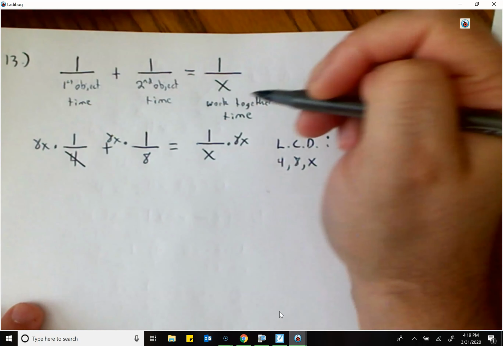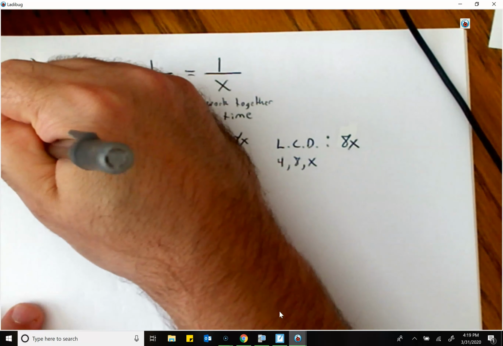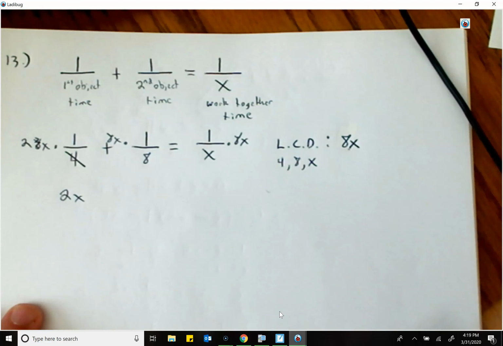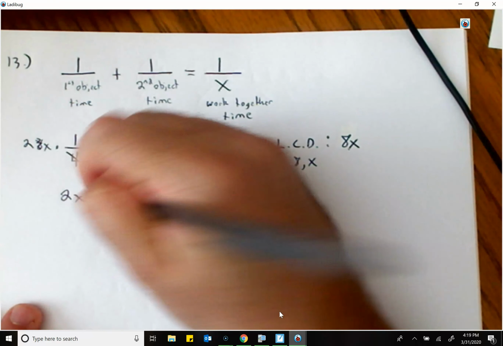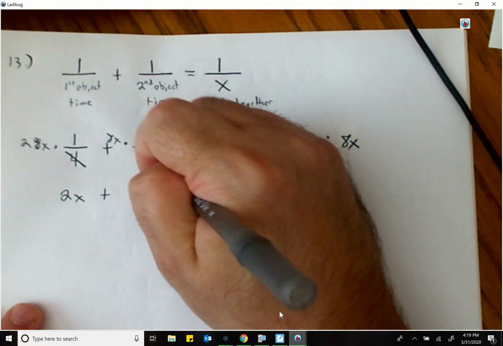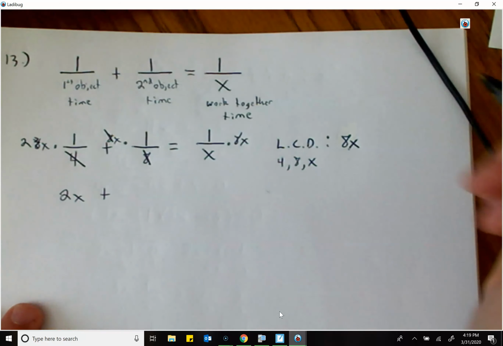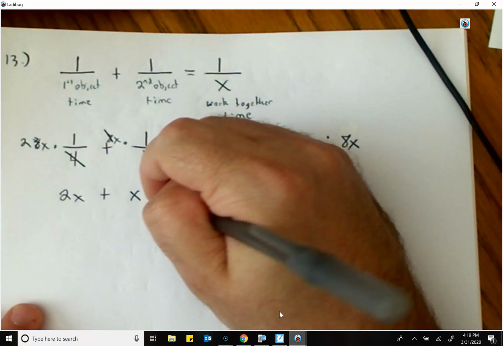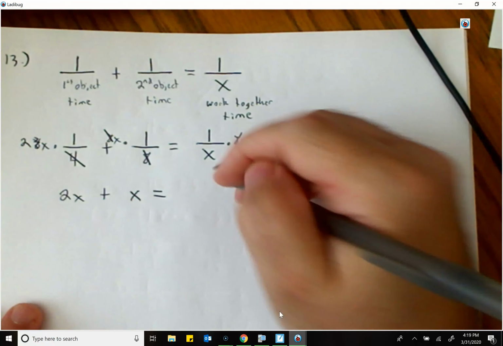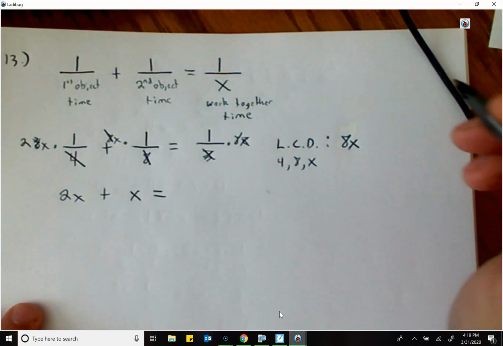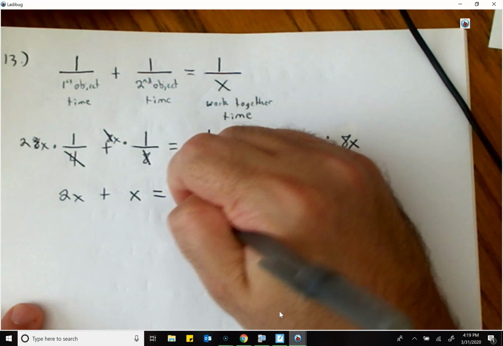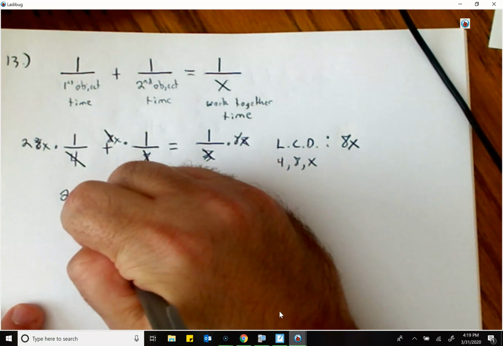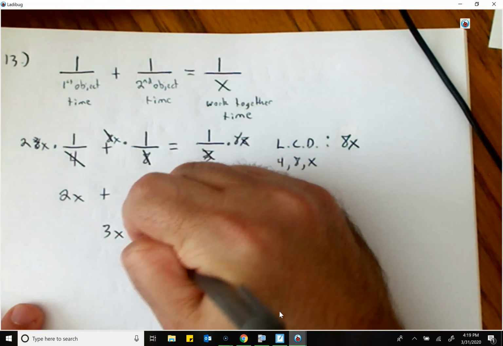The 4 goes away, and it only cancels out part of the 8, which becomes a 2. So what's 2x times 1? 2x. Plus, this 8 cancels out with that 8, leaving you with x times 1. So that's x. Equal to, what's going to happen over here? The x's both cancel each other out, leaving you with 1 times 8. And there you go. So what's 2x plus 1x? That's 3x, equal to 8.